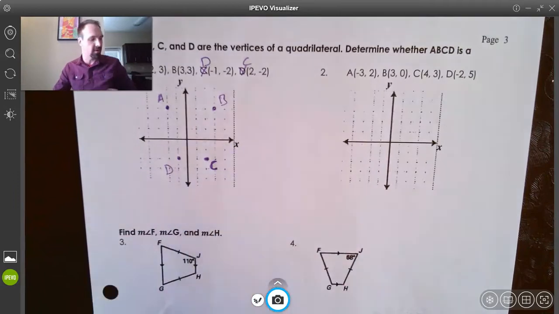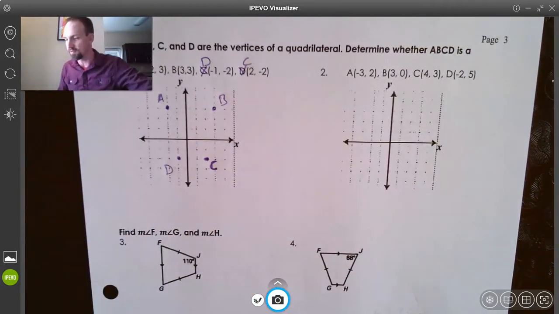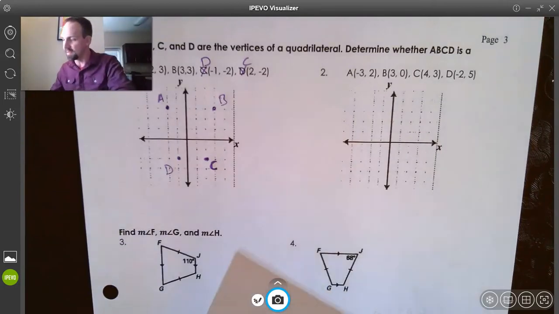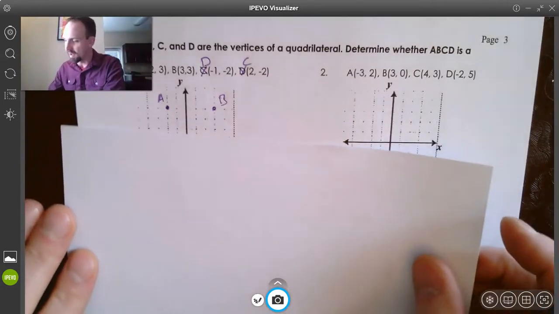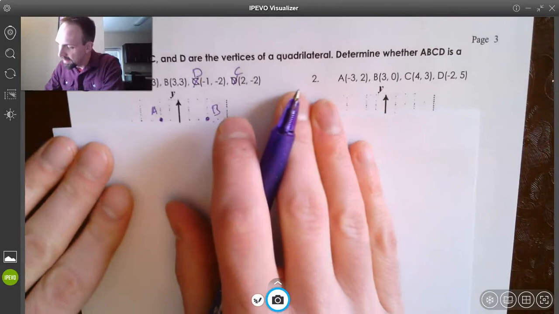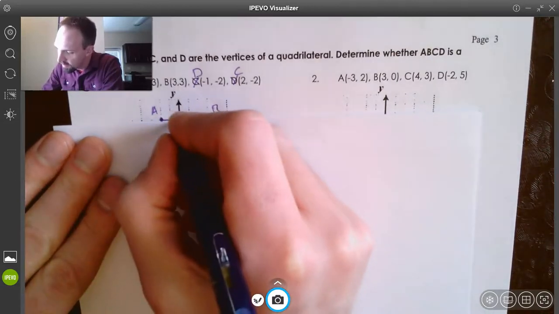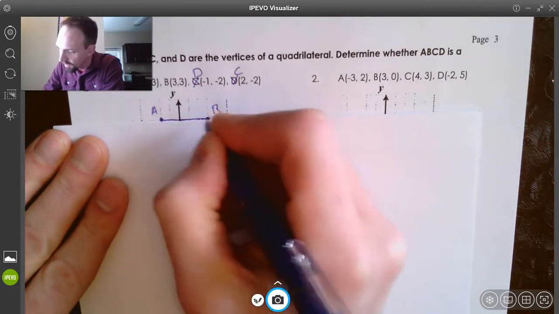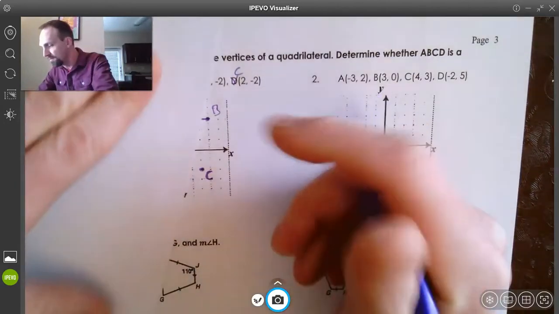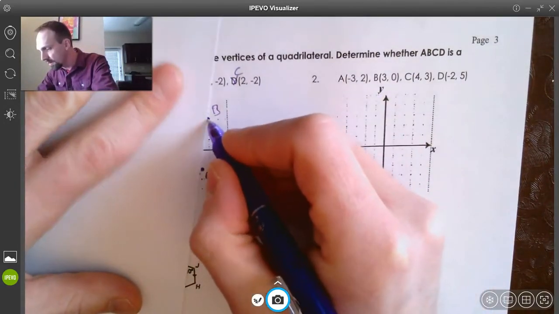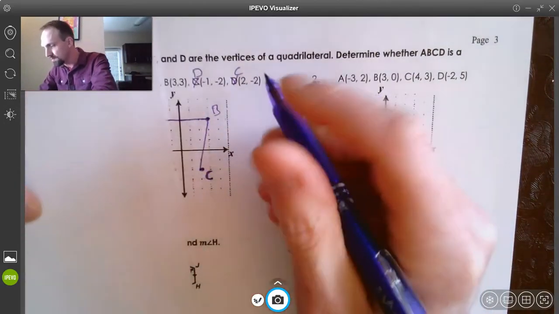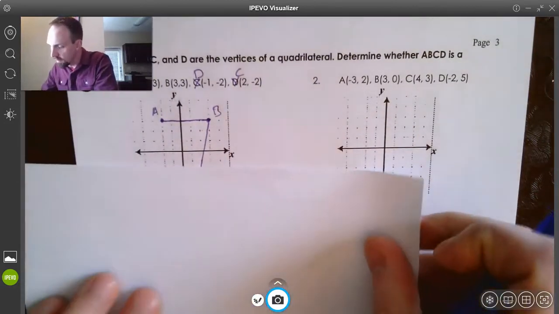The reason we had to put in that order is because otherwise we would be crisscrossing when we connected these, because we said A, B, C, D is the name of the trapezoid. So you've got to be careful with that. So let's go ahead and connect these to make our trapezoid, or a quadrilateral. We're going to find out if it's a trapezoid. So connect these two here. Connect it across here.